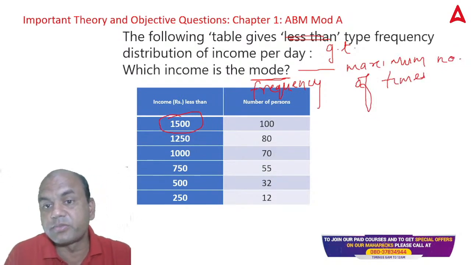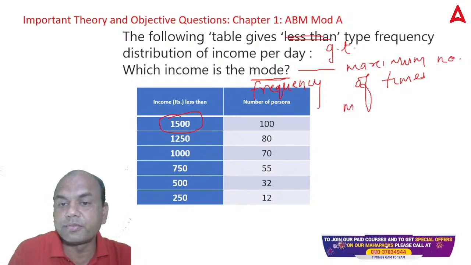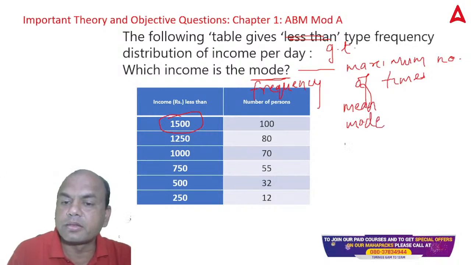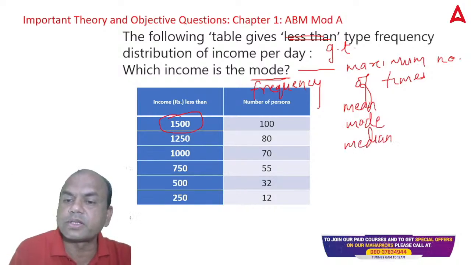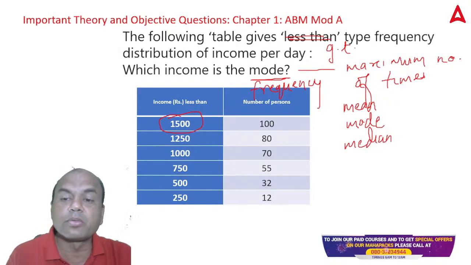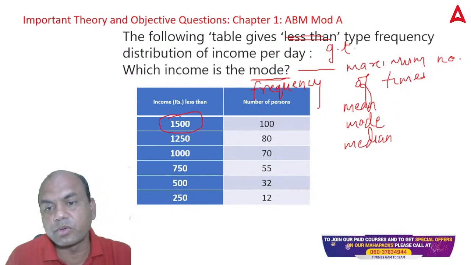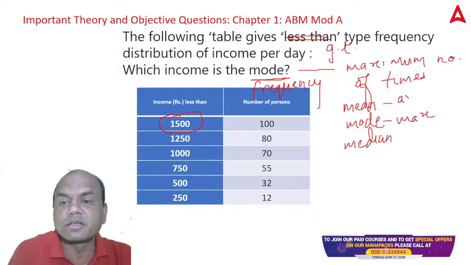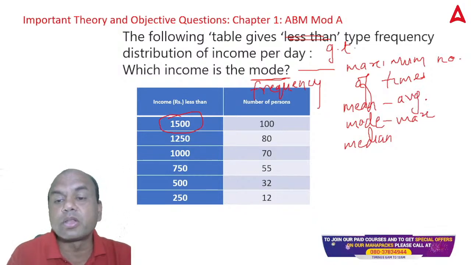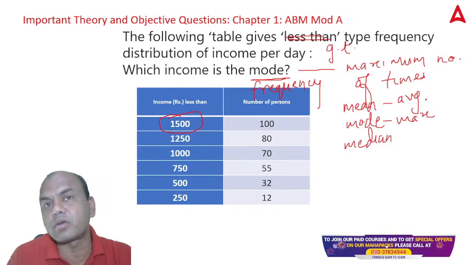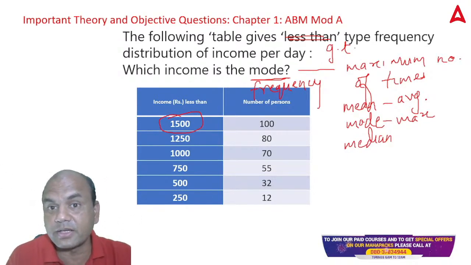There are three words you'll face again and again: mean, mode, and median. Okay, these are the three words you'll face many times. So what is this mean, mode, median? Mode, just now I told you, is the maximum number of times. Mean is average. Median means I'll arrange these numbers in serial order, either ascending or descending.